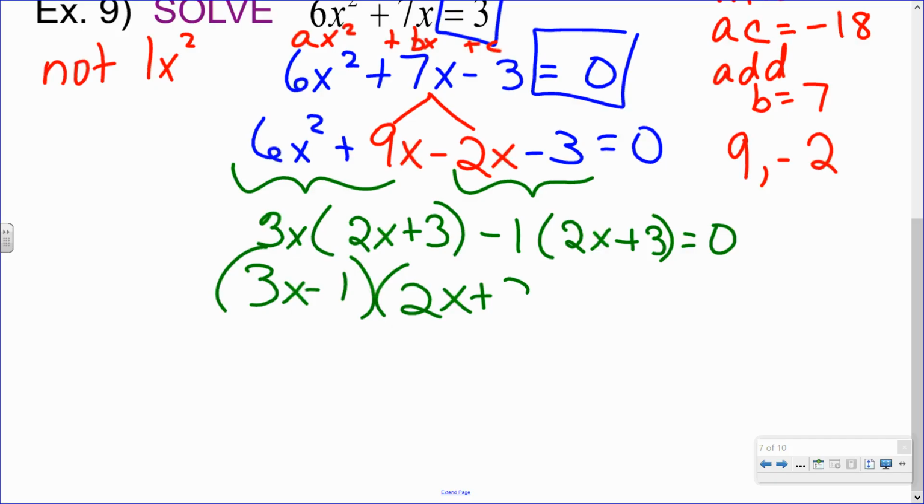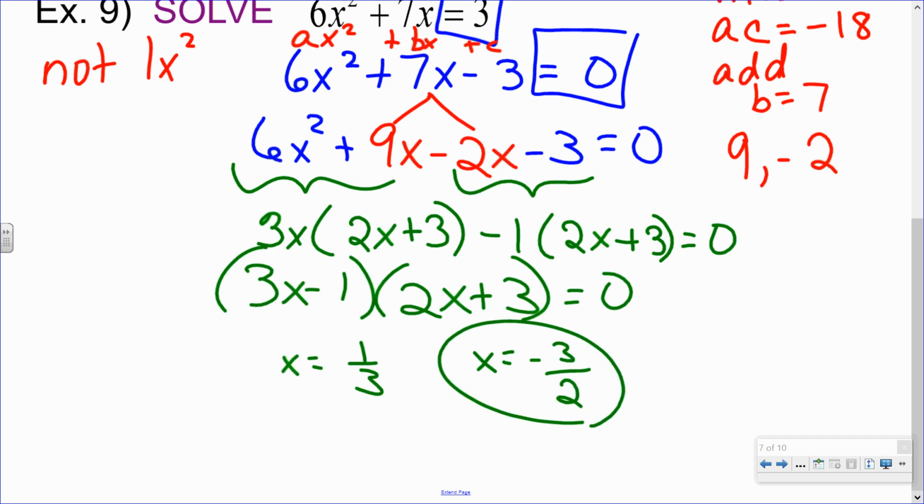So we have 3x minus 1 times 2x plus 3 equals 0, which means x is +1/3, x is -3/2. We get that right? Does that look all right? Any questions with that?